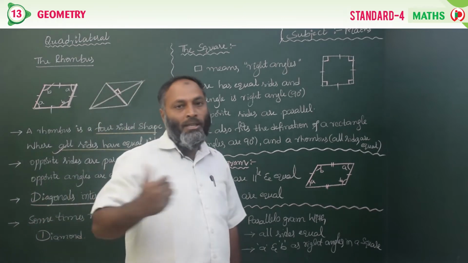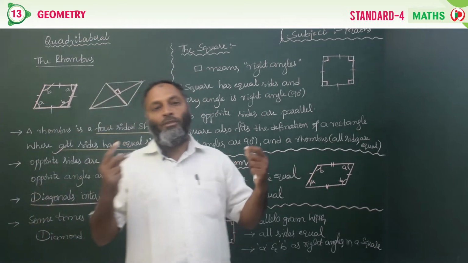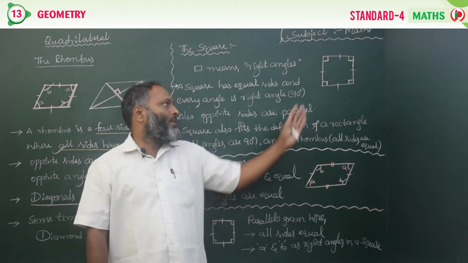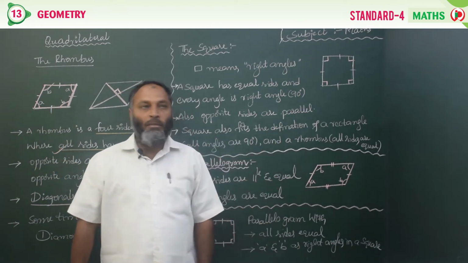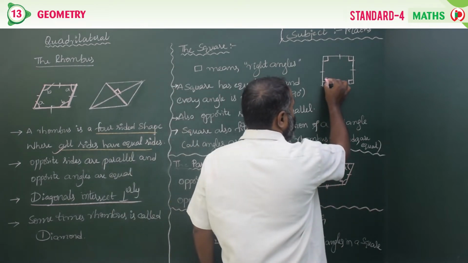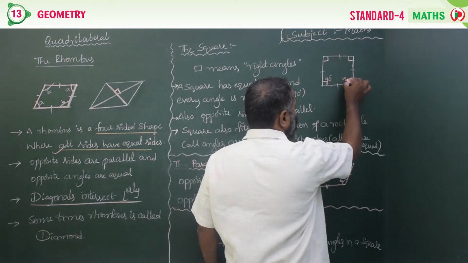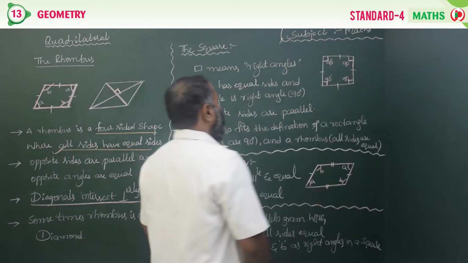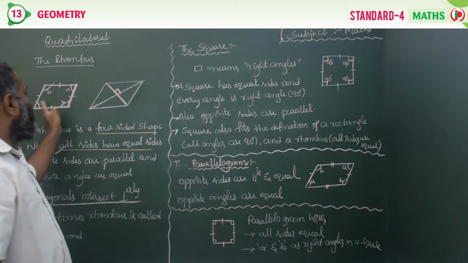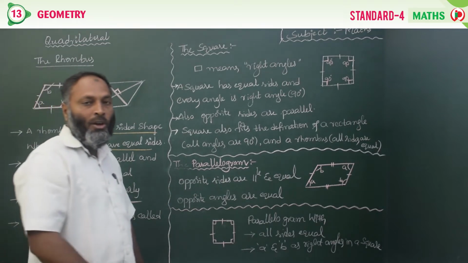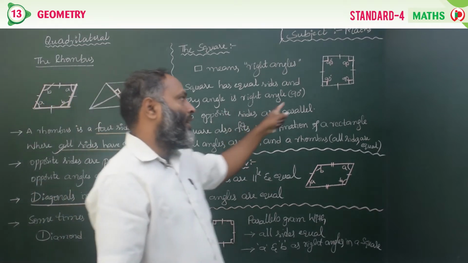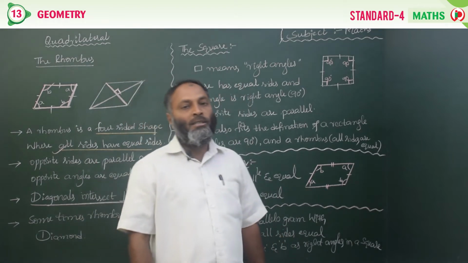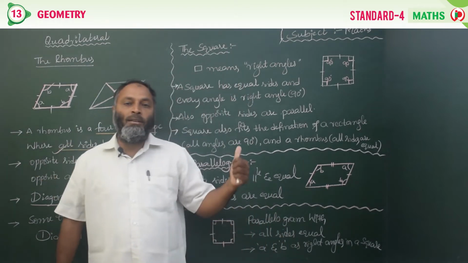In rhombus and square, four sides are equal in both. In a rhombus four sides are equal, and in a square four sides are also equal. But in a square, all the angles are 90 degrees. In a rhombus, opposite angles are equal, but in a square, all the angles are equal to 90 degrees. This is the major difference between a rhombus and a square.